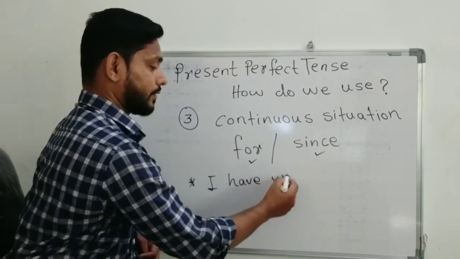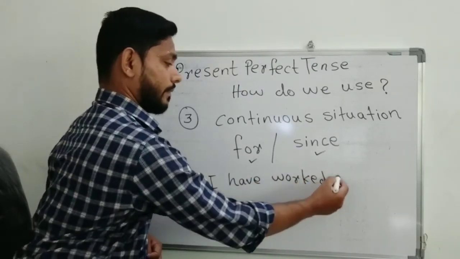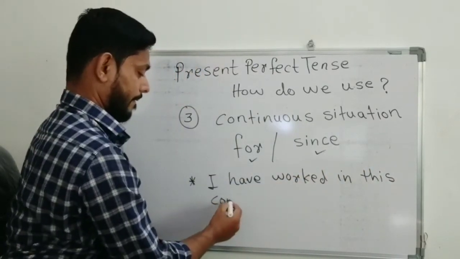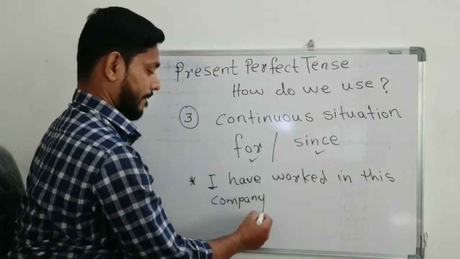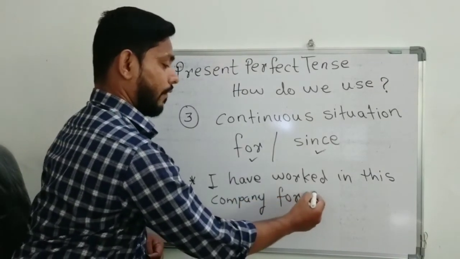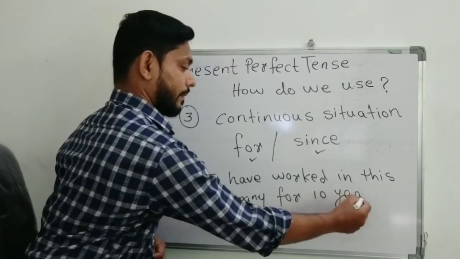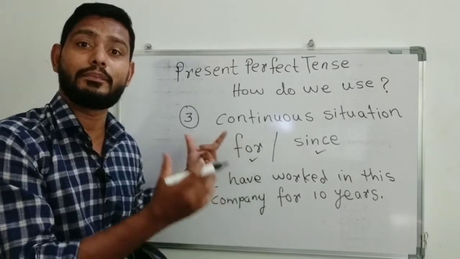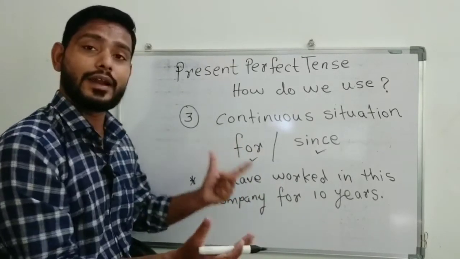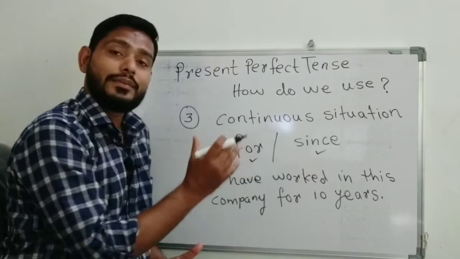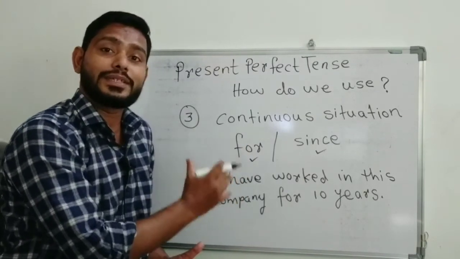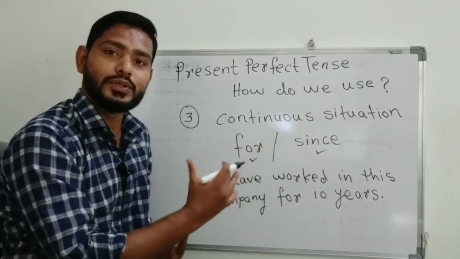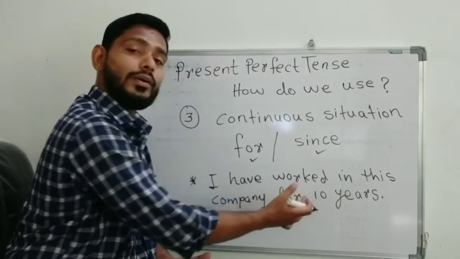I have worked in this company for 10 years. I have worked is in present perfect tense, which relates to the past experience, but this is in present perfect to talk about a past continuous situation. It was continued for a period of time. How long? For 10 years.